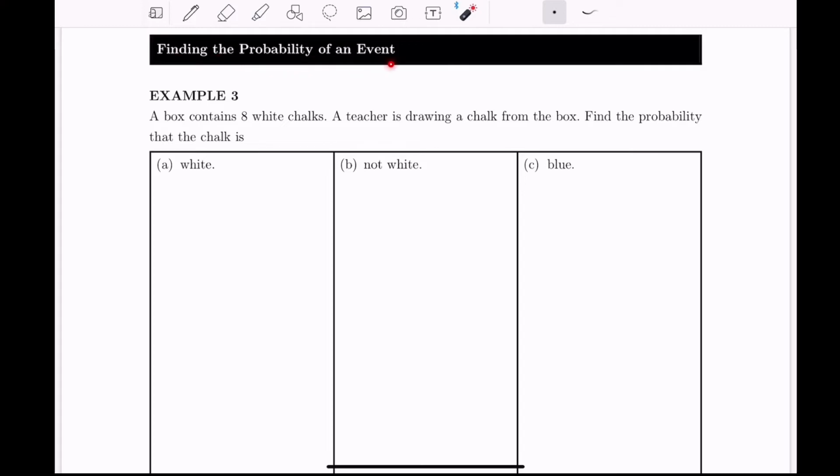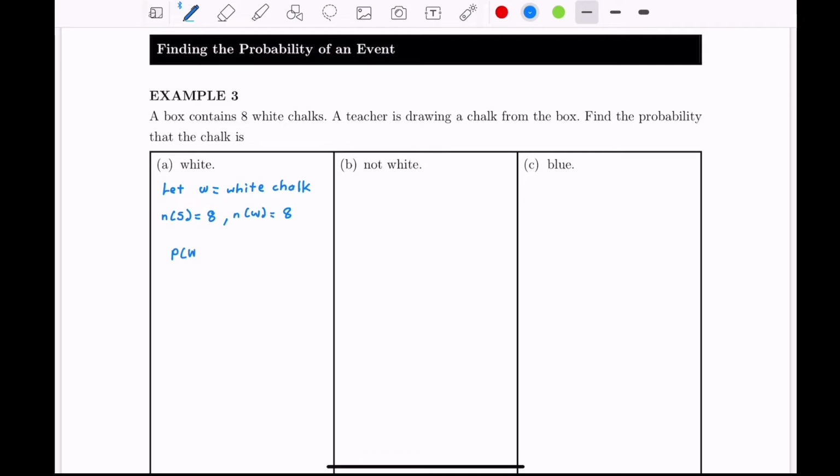Finding the probability of an event. So we look at example 3. A box contains 8 white chalks. A teacher is drawing a chalk from the box. Find the probability that the chalk is white. Okay, so let W be the event of drawing white chalk. The number of the sample space is 8, since there are 8 chalks altogether in the box. The number of available white chalks is 8.